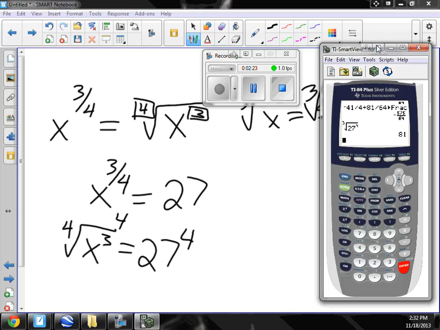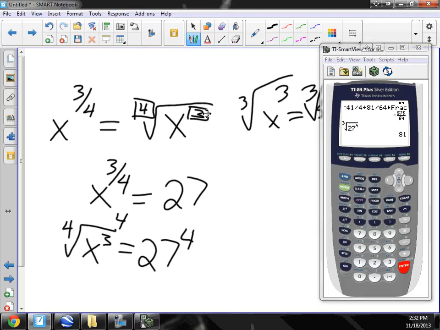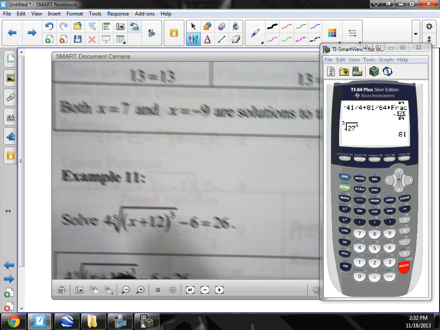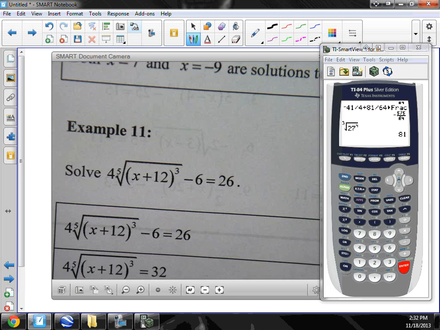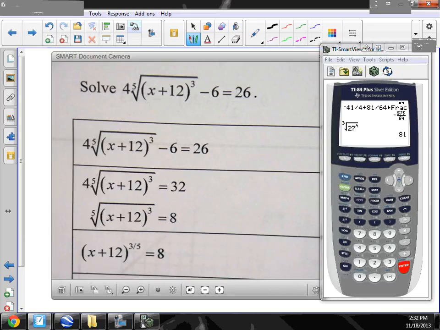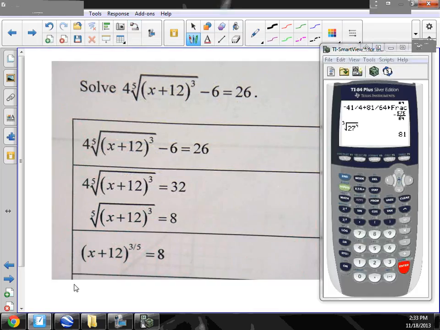So look at page 67. Here's a sample problem. Somewhere, if I can find it. Right there. So we want to solve for x, so I need to get the root by itself. So I'm going to add 6, and I get 32.